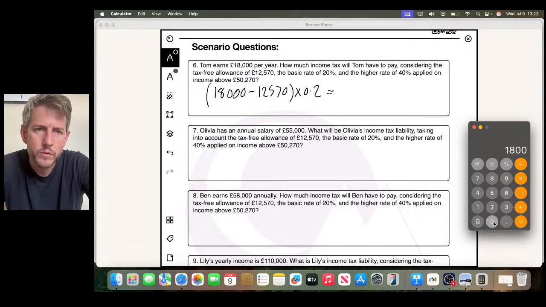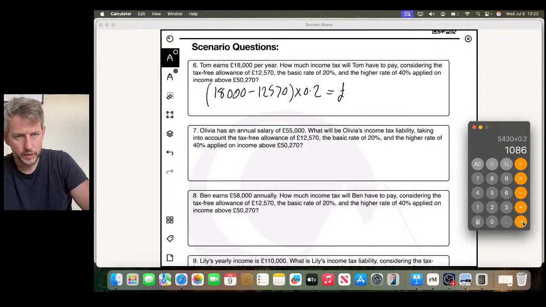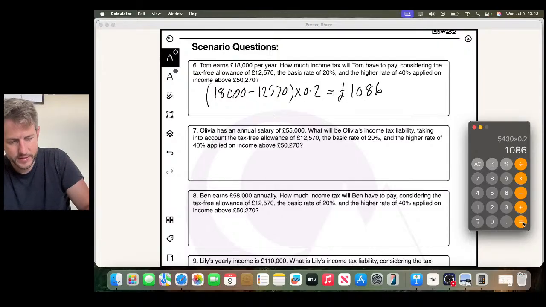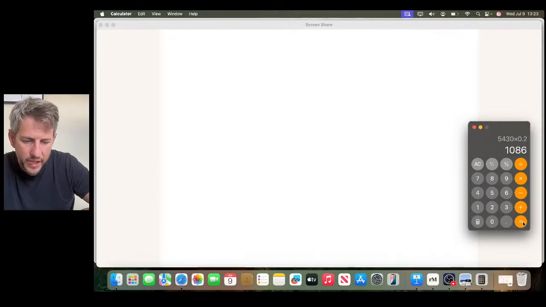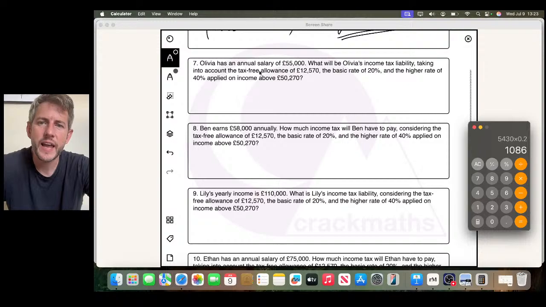Okay, so 18,000 take away 12,570 equals that, and then if we times this by 0.2, here we go. So Tom only pays £1,086 in tax. Okay, right. Olivia has an annual salary of £55,000. What will be Olivia's tax liability, taking into account the tax-free allowance of £12,570 and the basic tax rate of 20% and the higher rate of 40% applied on income above this?